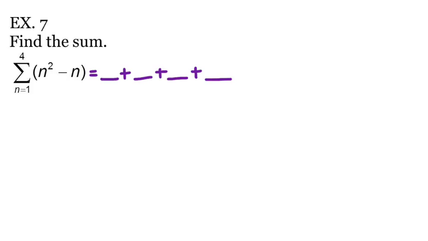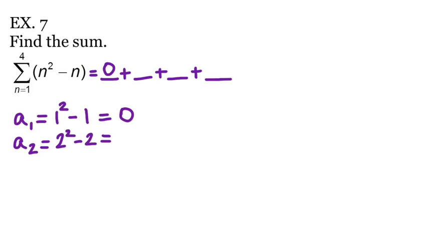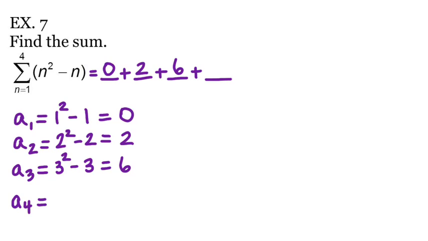Okay, so first we're going to plug in 1 for n. So this would be 1 squared minus 1, which will equal 0. Then we're going to plug in 2. So 2 squared minus 2, which is going to equal 2. A sub 3 will be 3 squared minus 3, which equals 6. A sub 4 will be 4 squared minus 4, which equals 12.